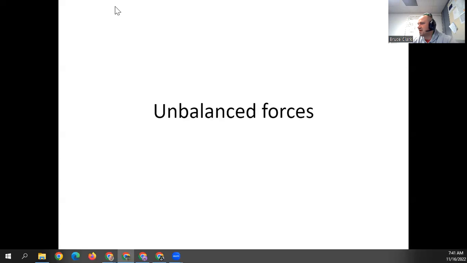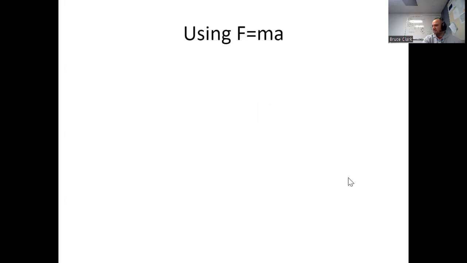Speaking of keeping up with things, we have Unbalanced Forces today. And so we are going to be focusing on forces, once again, just like our last unit, only now there are forces that are not in equilibrium. They are unbalanced. So let's dive into this.